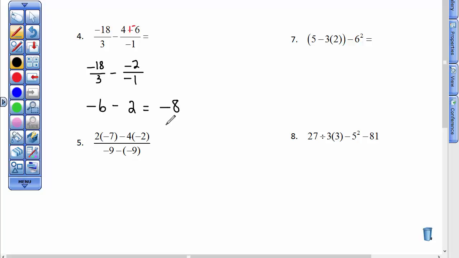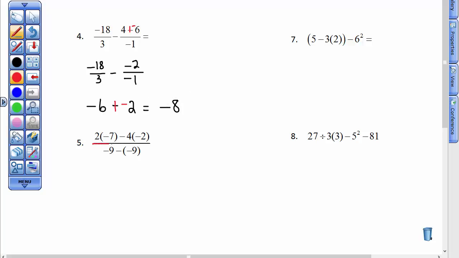I'm hoping you have a gut feel for that. You have $6 in debt, you take away 2 more dollars, you have a -8. But the process says to add the opposite, and now we're adding two numbers with like signs. They both are negatives. Their sum total is 8, and we apply that sign.